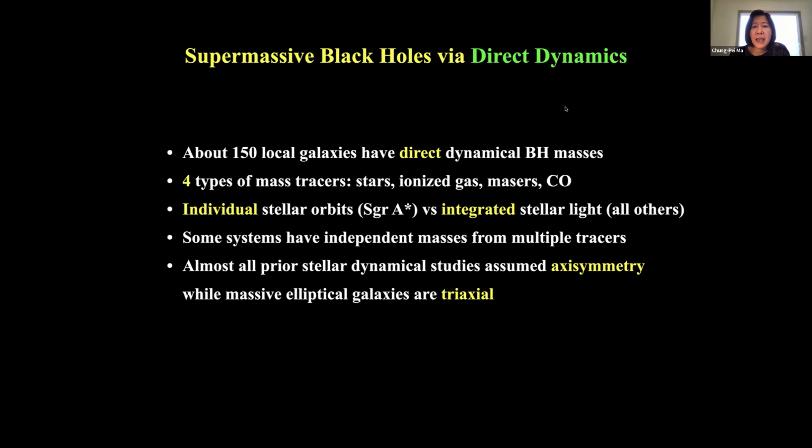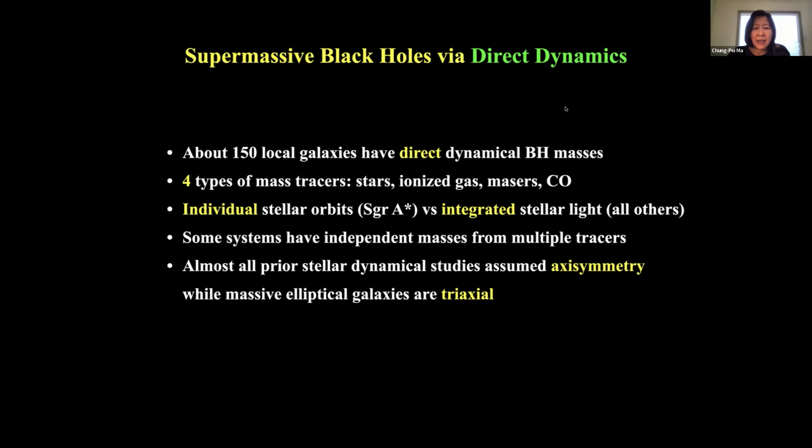And some systems have independent masses from multiple tracers, famously M87, and famously some of those don't agree. But for some other systems, like the beautiful NGC 4258 that had the first maser measurement, the stellar dynamical measurement agrees very well.